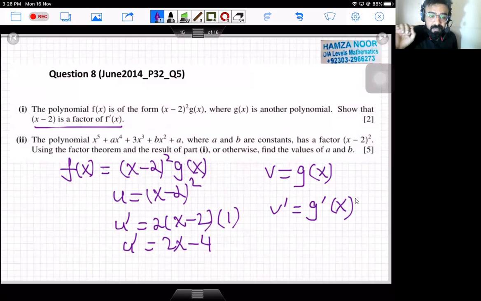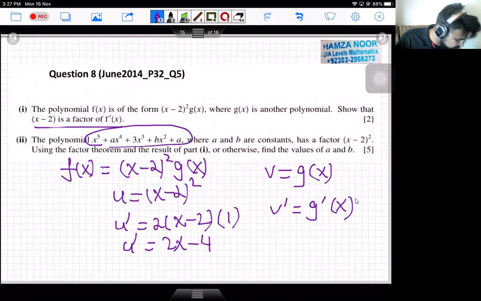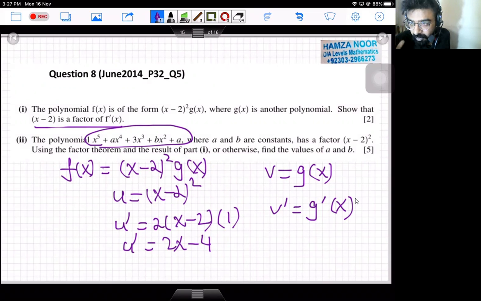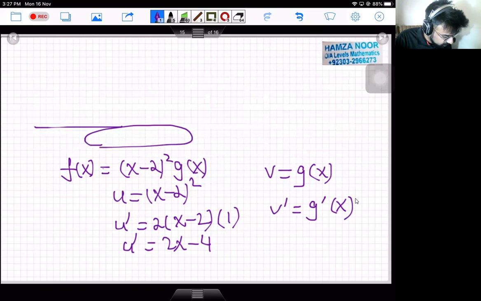In the first part, what we knew was f(x) is (x minus 2) the whole thing squared times g(x). Means a quadratic function is being multiplied with g(x). So g(x) would definitely be a cubic function because f(x) is originally a polynomial of degree 5. The highest power of x is x raised to the power 5. All right. So f(x) is equal to x raised to the power 5.